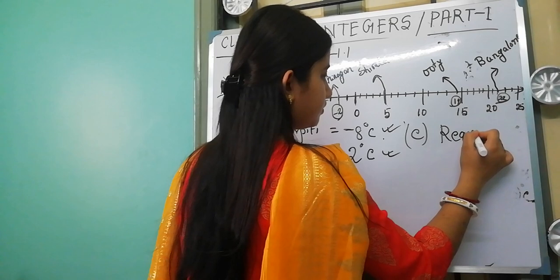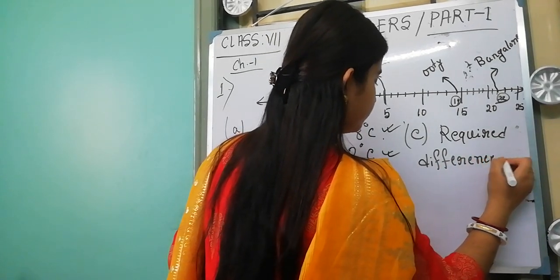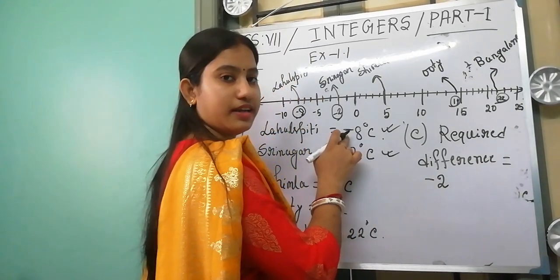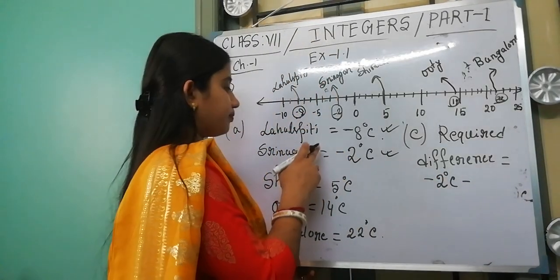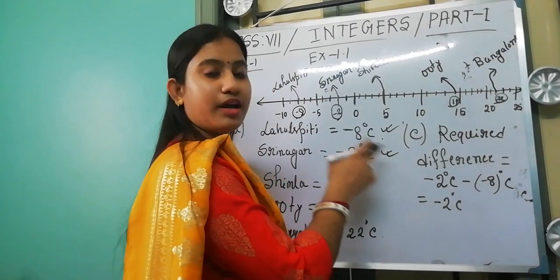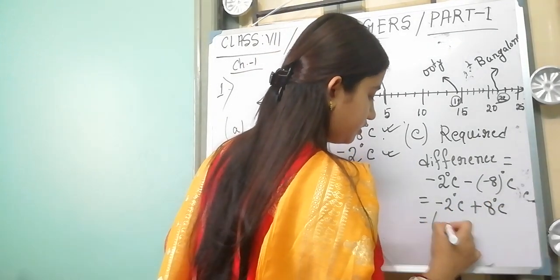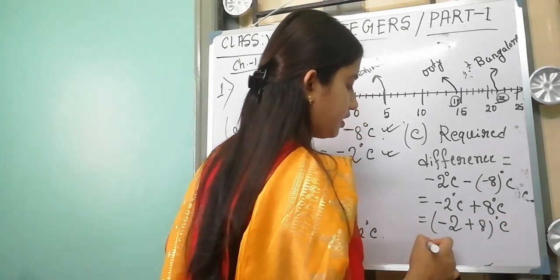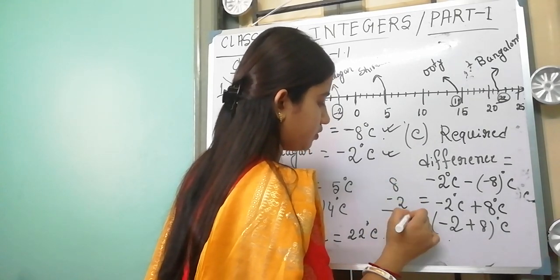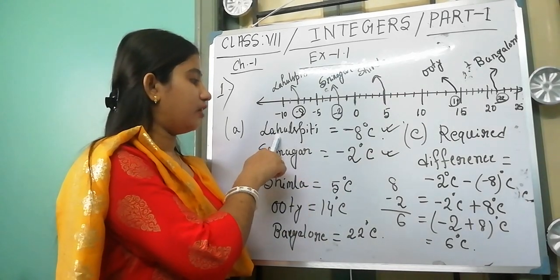So, required difference equals to, here minus 8 is lowest, and minus 2 is greater than minus 8, so minus 2 degree Celsius, minus Lahul Spiti, with minus 8 in the bracket, minus 2 degree Celsius. And from number B, we know that minus of minus means plus. This is plus 8 degree centigrade. And we take common centigrade, that is minus 2 plus 8, that means 8 minus 2, which is 6. So write 6 degree Celsius. This is the required difference between Lahul Spiti and Srinagar.